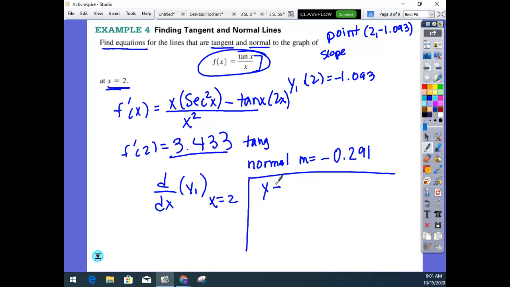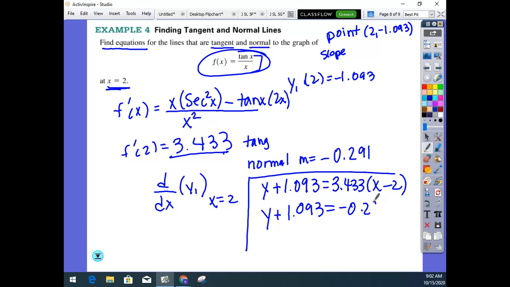y minus our y equals, let's do tangent first, the slope times x minus our x. Now remember, this is from the book. I bet I didn't use my calculator in my notes. So we typically want 4 decimals. Then our normal. And that's this one. So this one was all calculator.